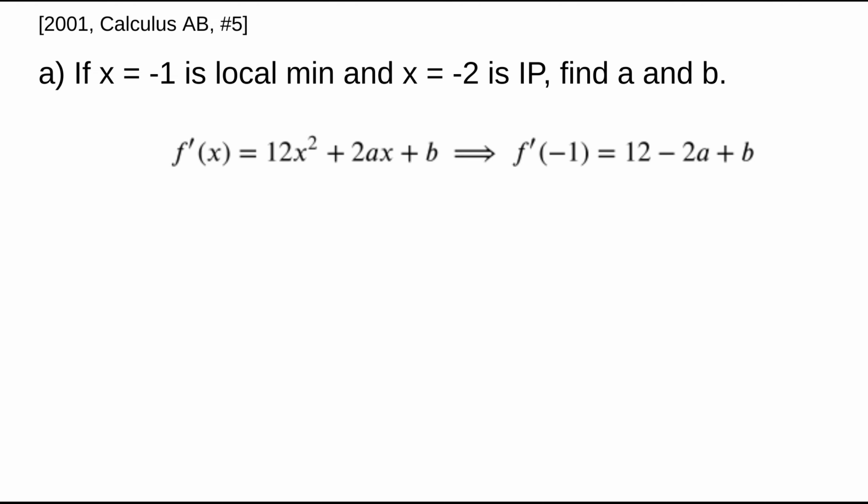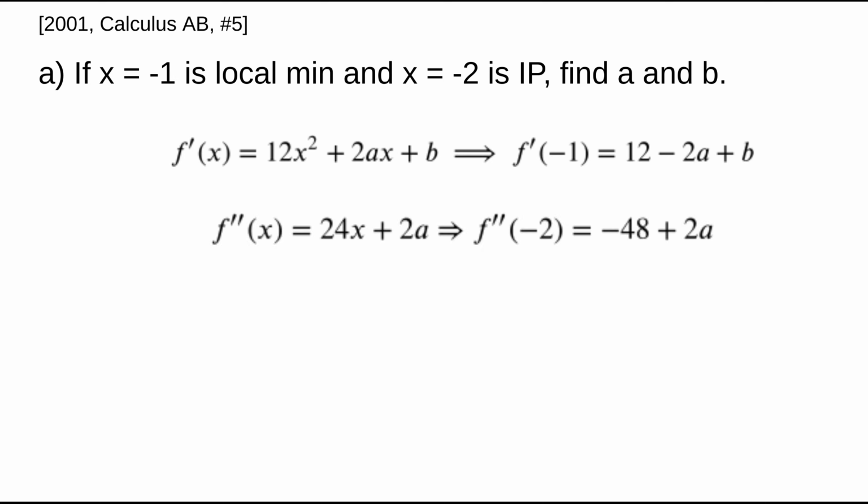And if I want this to indicate a local minimum at x equals -1, I would need to substitute -1 in for the x values so that I only have a and b left. If I do that, I get 12 minus 2a plus b. The second derivative we can also find. That's going to be 24x plus 2a. And since we need -2 to be an inflection point, we need to evaluate the second derivative at -2, which would get us -48 plus 2a.